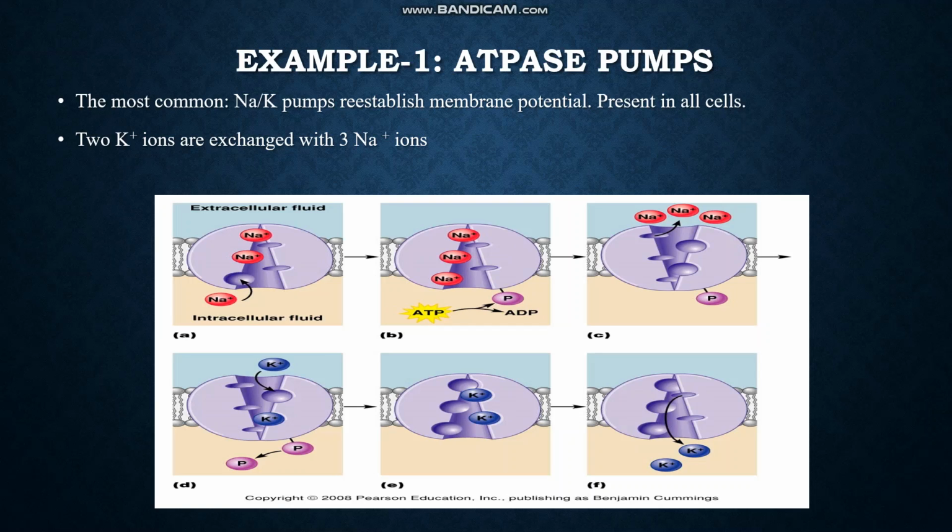So this whole process is done with the help of an ATP molecule. Here you can see the ATP is converted into ADP and one phosphate ion is released. The carrier protein is phosphorylated, which causes a change in its shape. With the change in shape, it can attach to three sodium ions and transport them outside the cell.